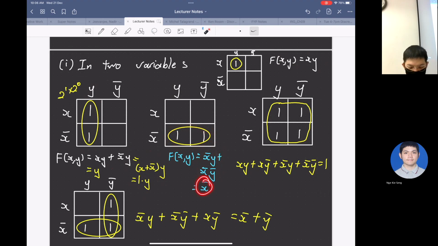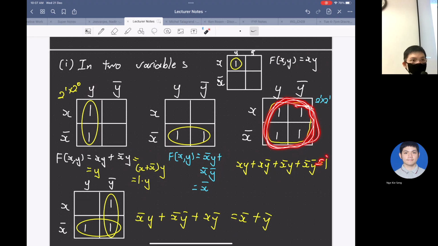Why you can simplify, you can see from this algebra here. You combine the x and its complement. Make sense? Next, for example, if we want to combine these 4 terms here, we can build a 2 times 2 block to cover them. So you cover every one of them.